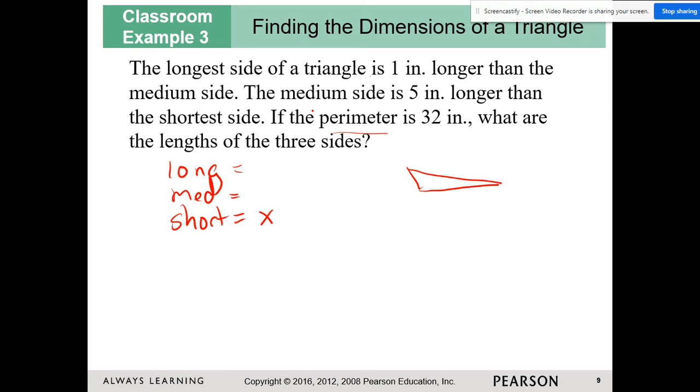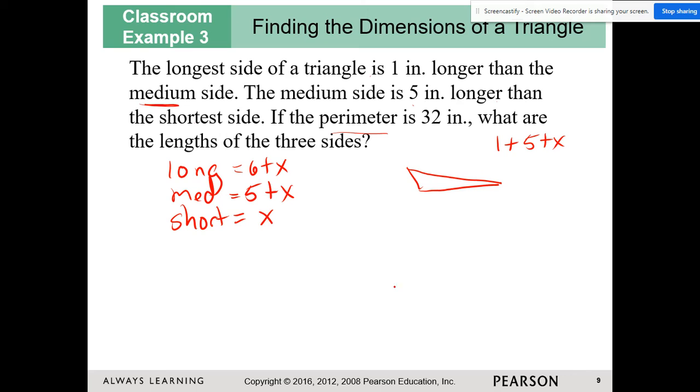What do we know about the medium side? Medium is 5 inches longer than, you're going to add. So 5 inches longer than the shortest side. The long side, be careful with this one because it's 1 inch longer than the medium side. Medium side is 5 plus 1. So if I have 1 plus my medium side, that will give me 6 plus x.